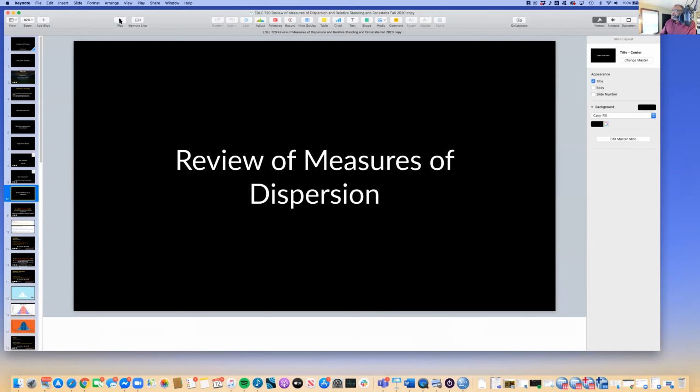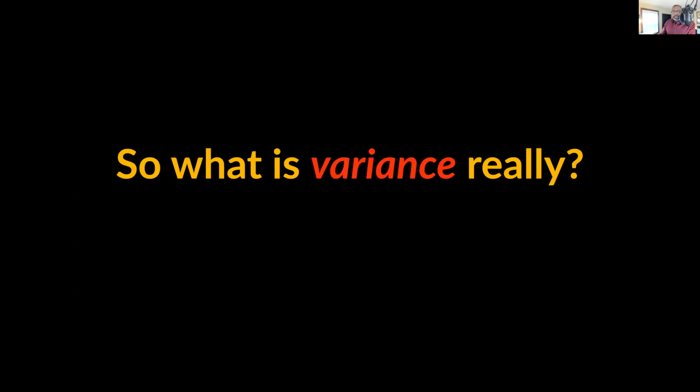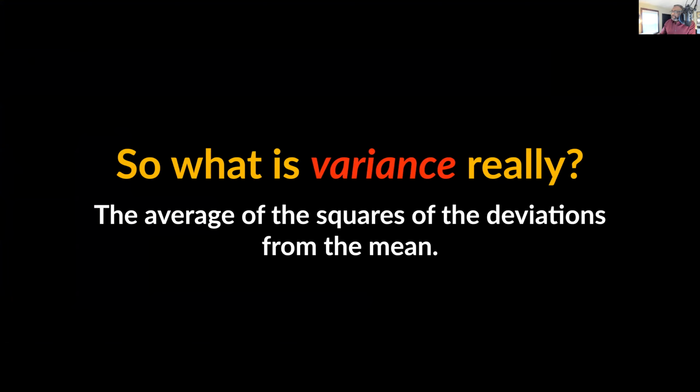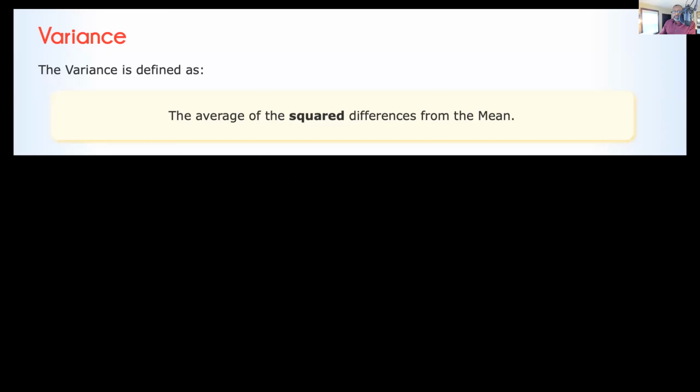All right. Thank you all for your hard work. We're going to jump into measures of dispersion. We talked about what variance is. It is the average of the squares of the deviation from the mean. We went through that formula, not yesterday, wow, two weeks ago. It indicates how far individuals in a group are spread out. It's pretty much just a raw form of that.